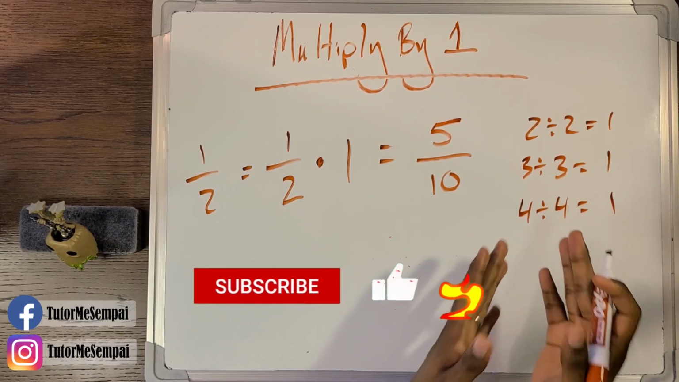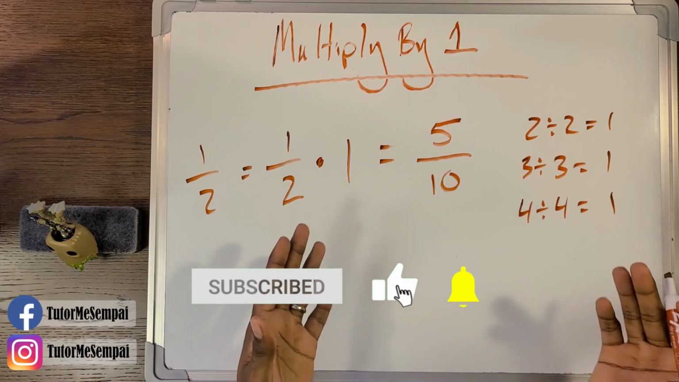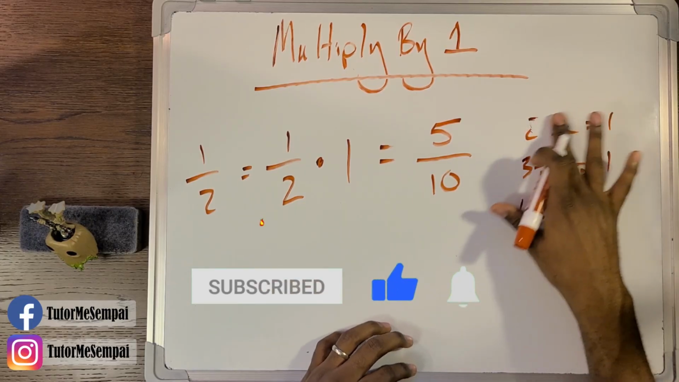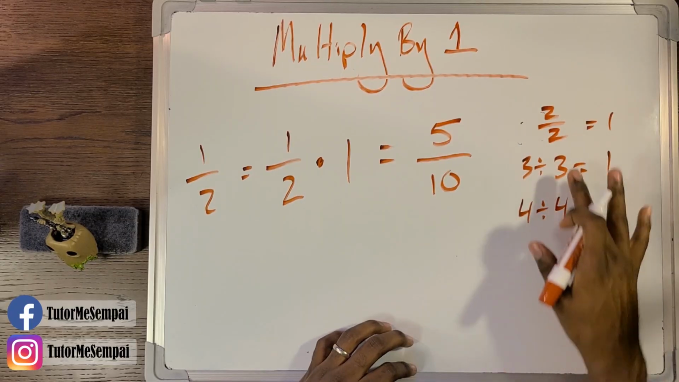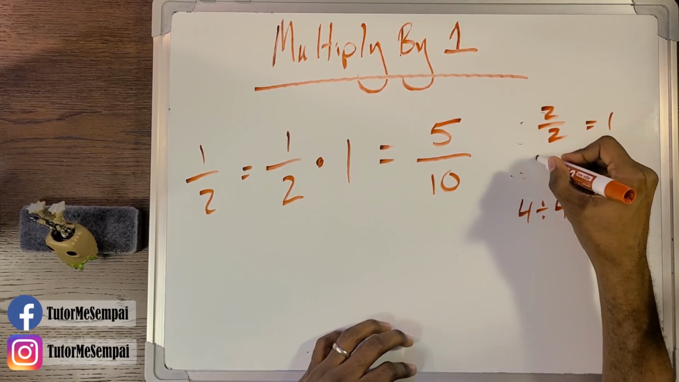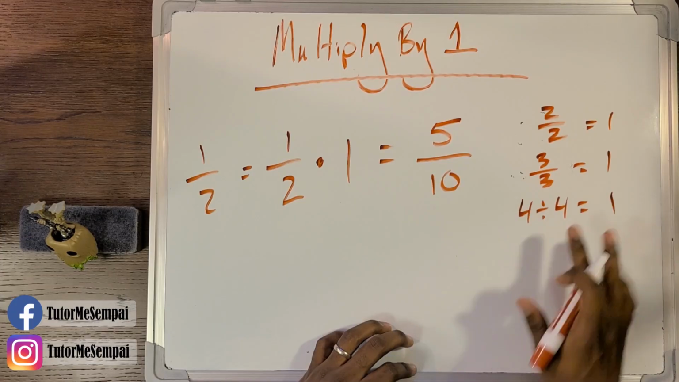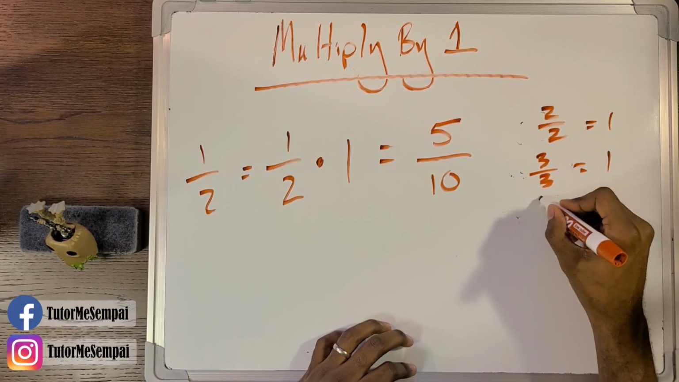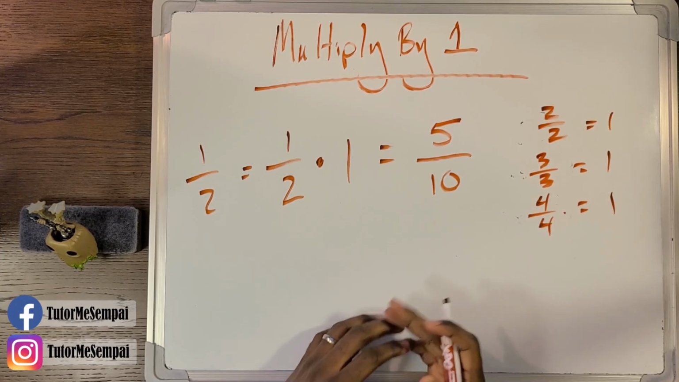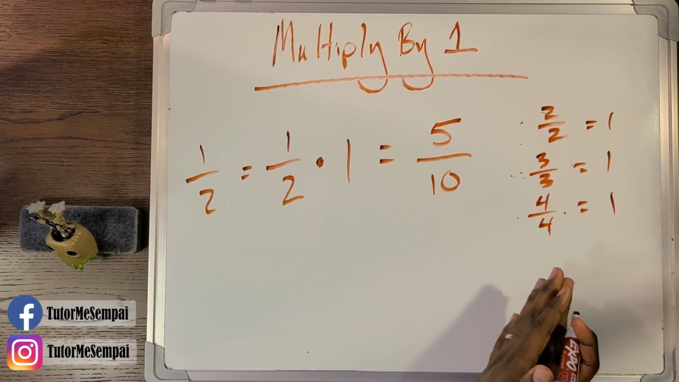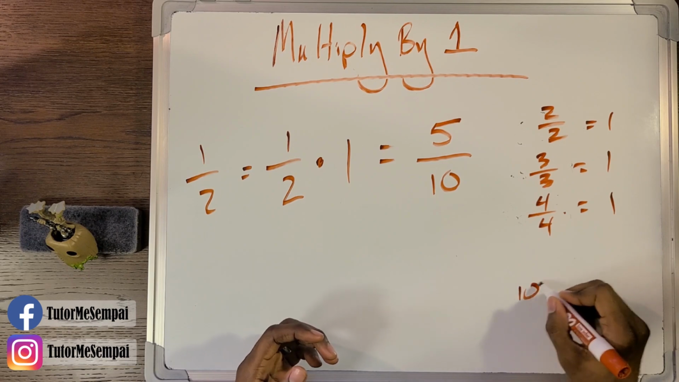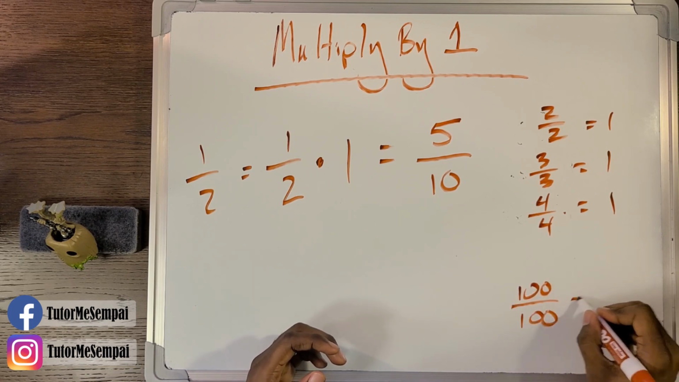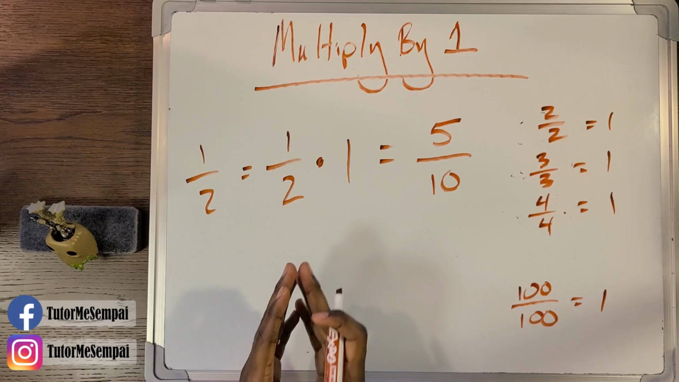Well, another way of writing division is fraction form. So technically, 2 divided by 2 can be written as 2 over 2. 3 divided by 3 can be written as 3 over 3. And 4 divided by 4 can be written as 4 over 4. And continue this on, and you're going to have the same thing happen. Even when you get to 100 over 100, it's going to equal the same thing.